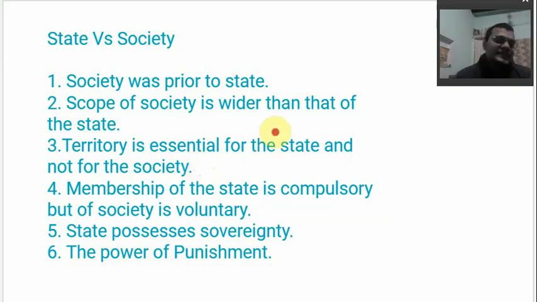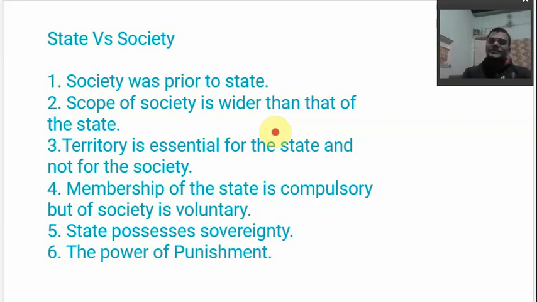How? In the previous class, I gave you an example of Israel. The people of Israel before 1948, the Jews, were living scattered all around the world. They were not a state because they were lacking territory. But they were still a society. They were still Jewish society. So in order for a society to exist, it is not necessary for it to stay in a particular fixed area. A society can exist in multiple groups in multiple places. So territory is essential for the state, but not for the society.